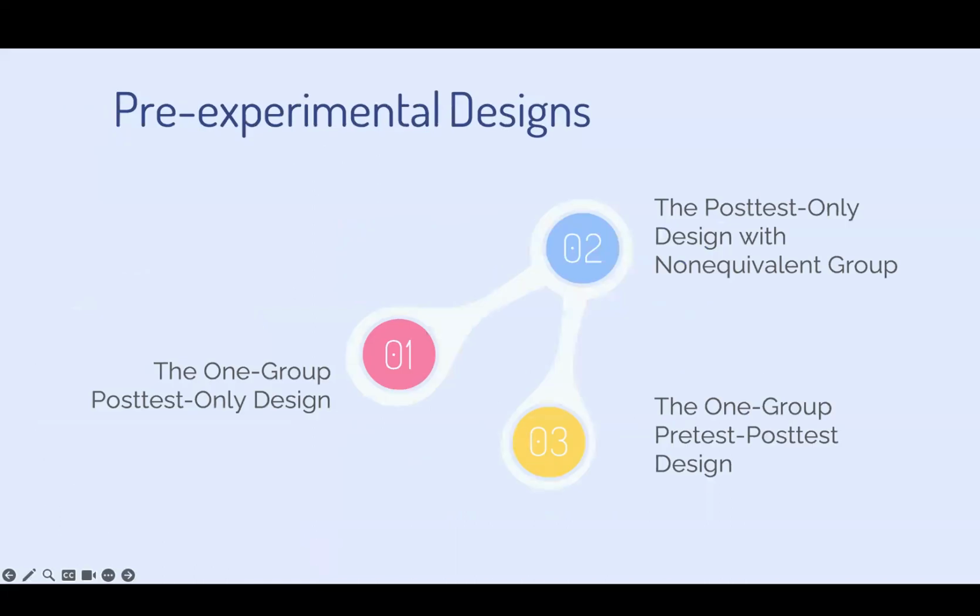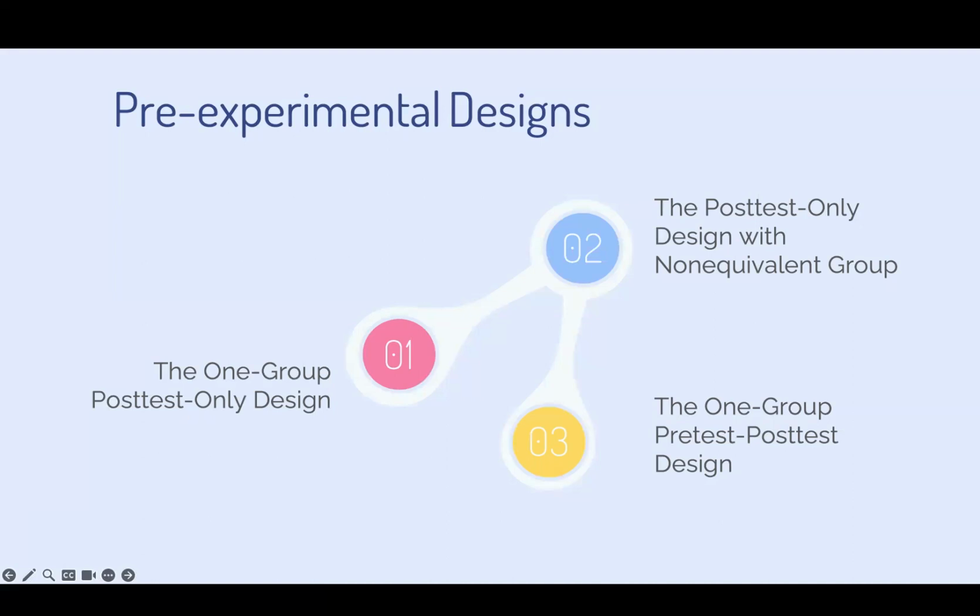So next major topic is called pre-experimental designs. The first one is called one group post-test only design. It involves a single group of participants who are exposed to an intervention and then measured once after the intervention is completed. While this design allows for immediate assessments of the intervention effects, it lacks a control group. That's why it makes it very difficult to rule out alternative explanations for the observed changes.